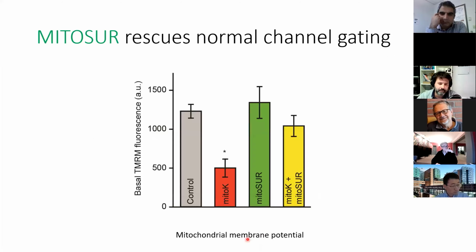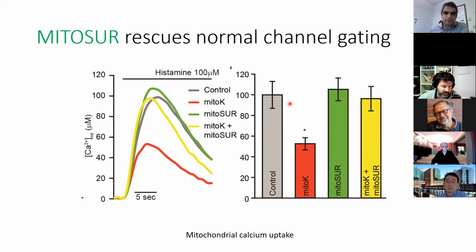And indeed, here, for example, you see the mitochondrial membrane potential. You can see that MITOK overexpression alone causes loss of mitochondrial membrane potential, but if you put the normal physiological subunit, you can see that you can recover normal mitochondrial membrane potential, and this is true also for mitochondrial calcium handling. So this demonstrates that also in vivo, also in cells at least, MITOSUR can inhibit the potassium permeant subunit and reconstitute the normal function of mitoK ATP.